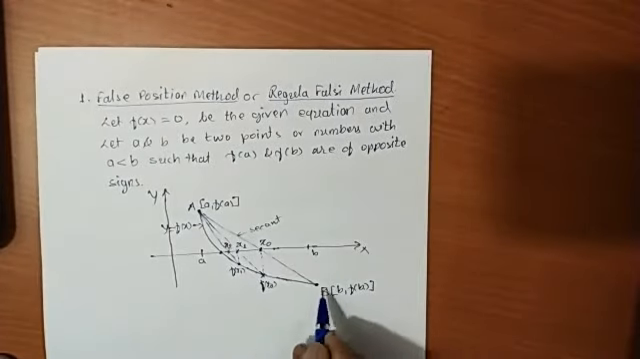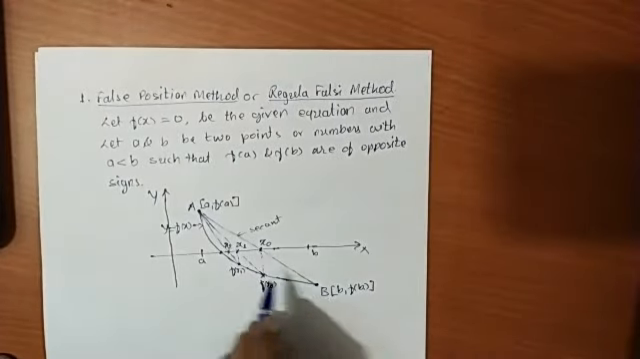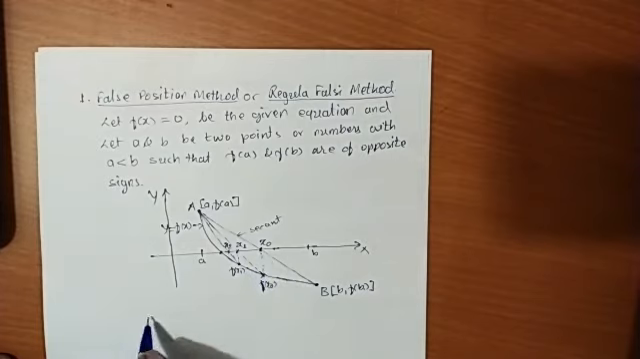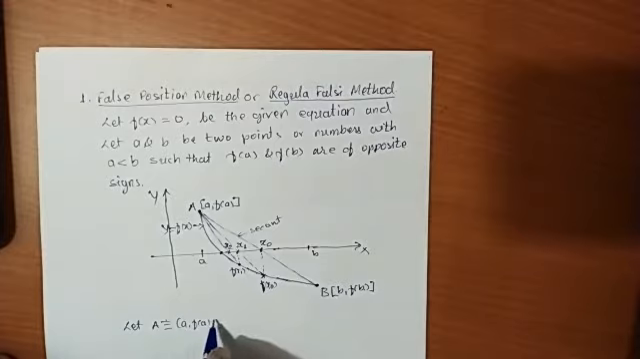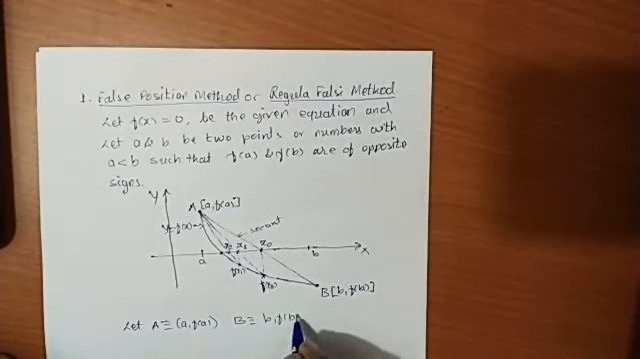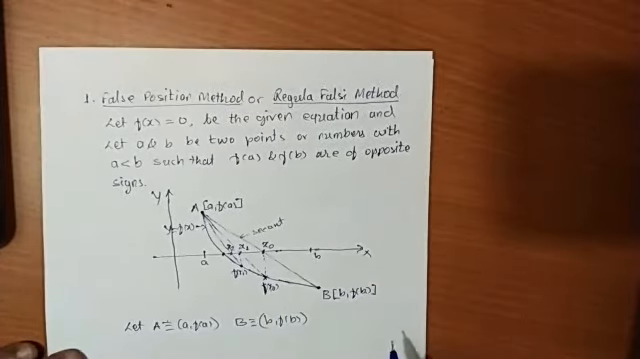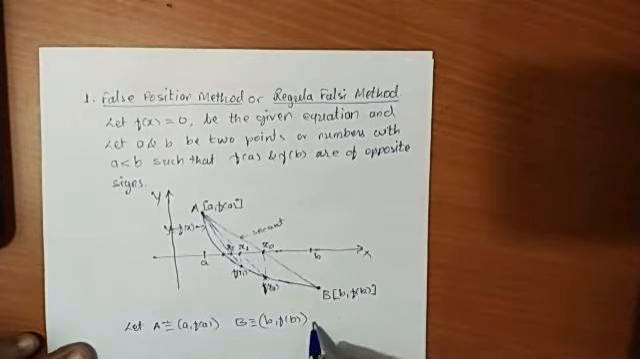So now we shall derive the equation. Now let the points be A (a, f(a)) and B (b, f(b)). The proof is not there in the book, but anyway, you should know how we arrived at that formula.